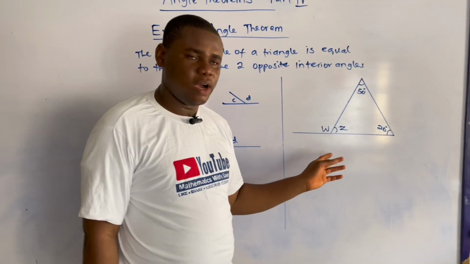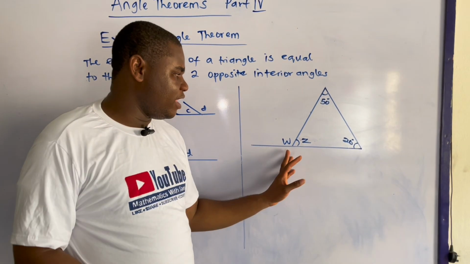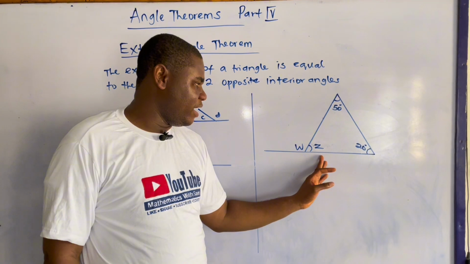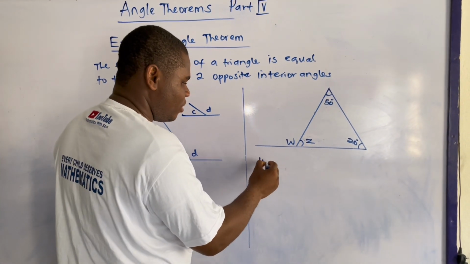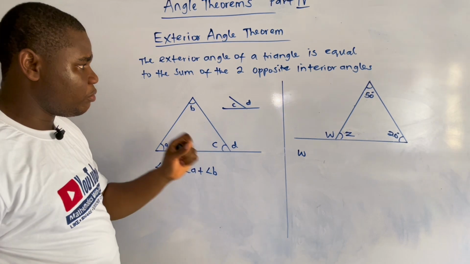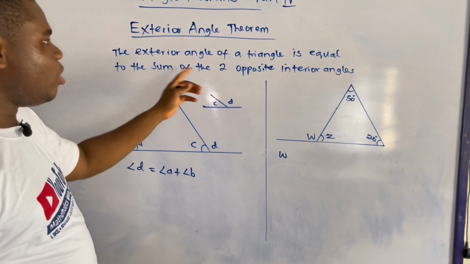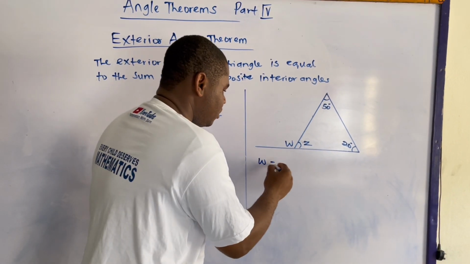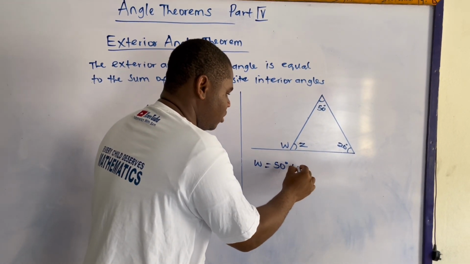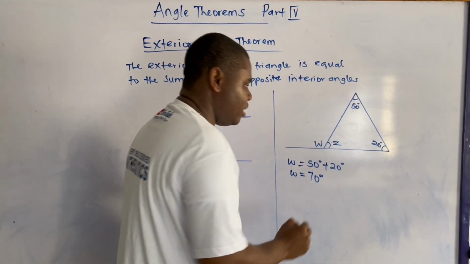Alright, now let's go to our example. Look at this now. In this case, we are being asked to find W and also find Z. How would this be possible? To find W, we are going to use the exterior angle theorem, which says that the exterior angle, which is W, is equal to the sum of the two interior opposite angles. So, W is equal to 50 degrees plus 20 degrees. Therefore, W is 70 degrees.